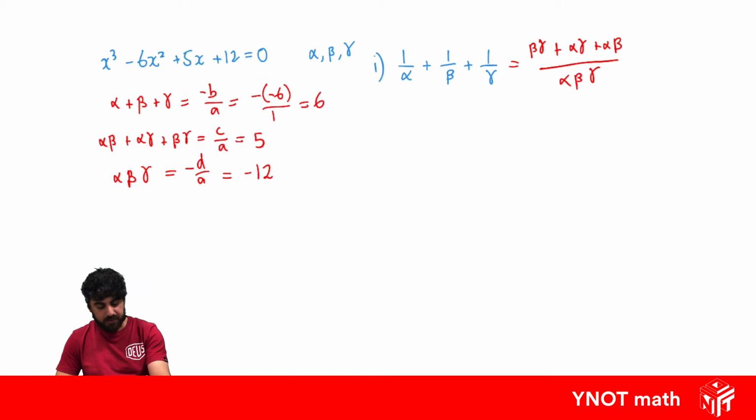And hopefully you should be able to see that that's just the sum of the roots 2 at a time, which is 5, over the product of the roots, which is minus 12. And that's going to be our final answer.